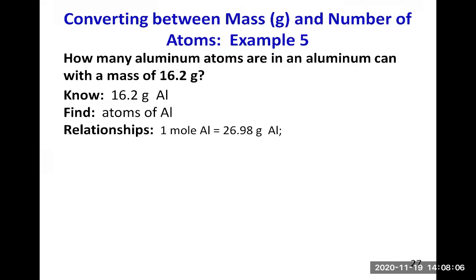Once you have changed your grams into moles, you can change the moles into a number of atoms using the definition of the mole, which says that 1 mole is the Avogadro number of atoms. So, 6.022 times 10 to the 23rd atoms.